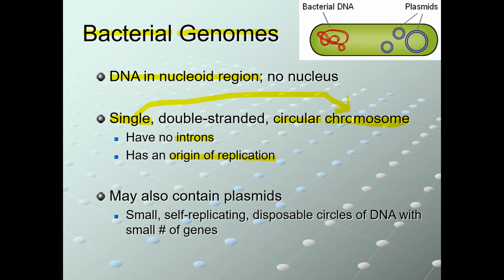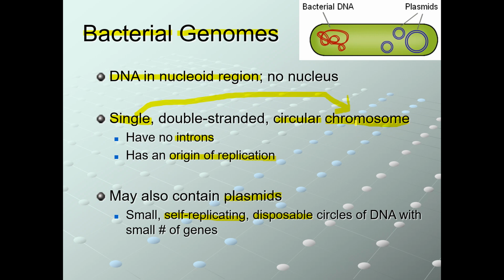Now, in addition to their single circular chromosome, which is going to have essentially the information needed to be a bacteria, they may also contain these smaller circular pieces of DNA called plasmids. And this is a term that you need to get pretty familiar with, because in terms of DNA technology, these plasmids are used pretty heavily. Okay, so they're smaller circular pieces of DNA. They can replicate themselves. They're going to have an origin of replication just like the chromosome. But the thing is, they are disposable. They aren't essential to be a living, working bacteria.